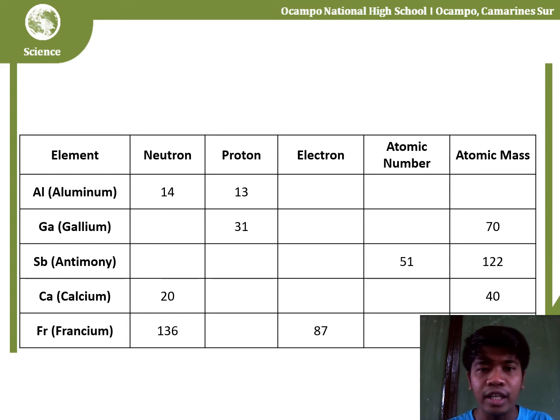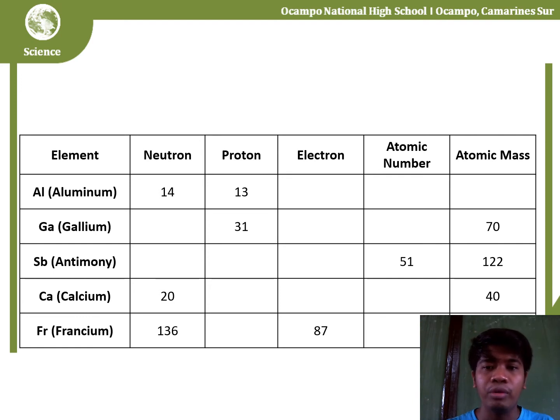Sabi natin, sa isang neutral atom, the number of proton and the number of electron are equal. So kung 13 ang proton, ang electron din is 13. And also, atomic number, sabi natin, atomic number is just the number of proton or electron of a given element. So kung 13 ang proton, ang atomic number is also 13.